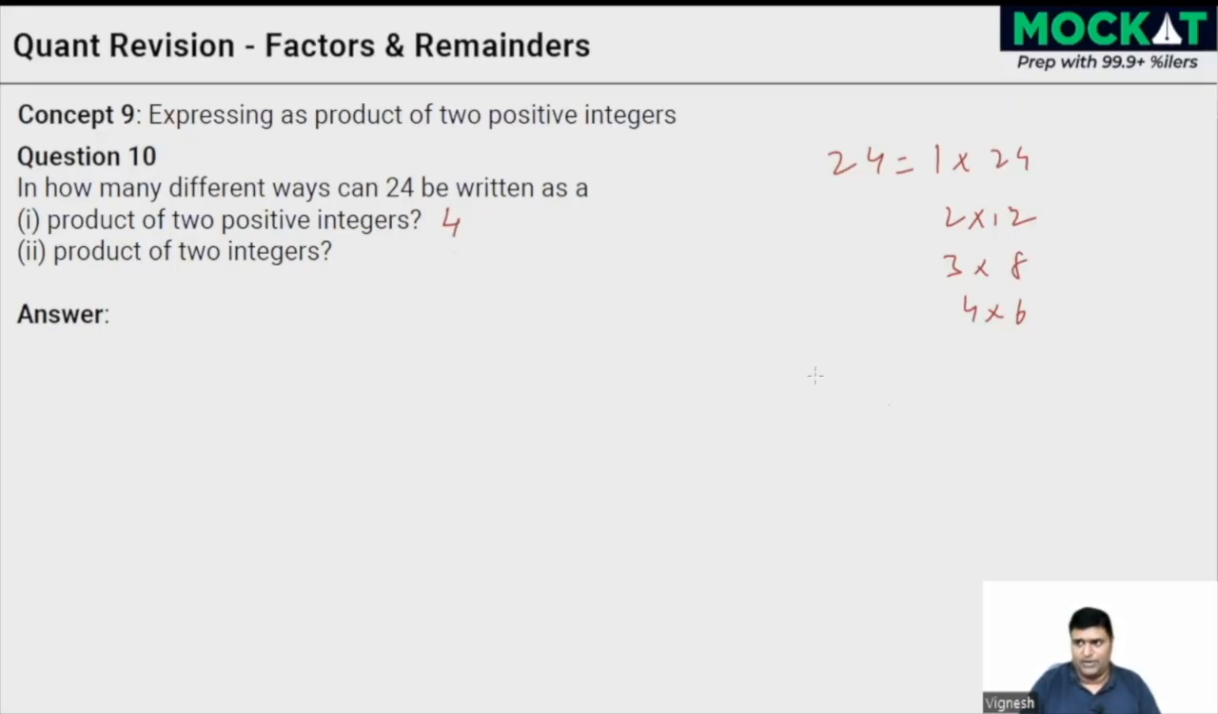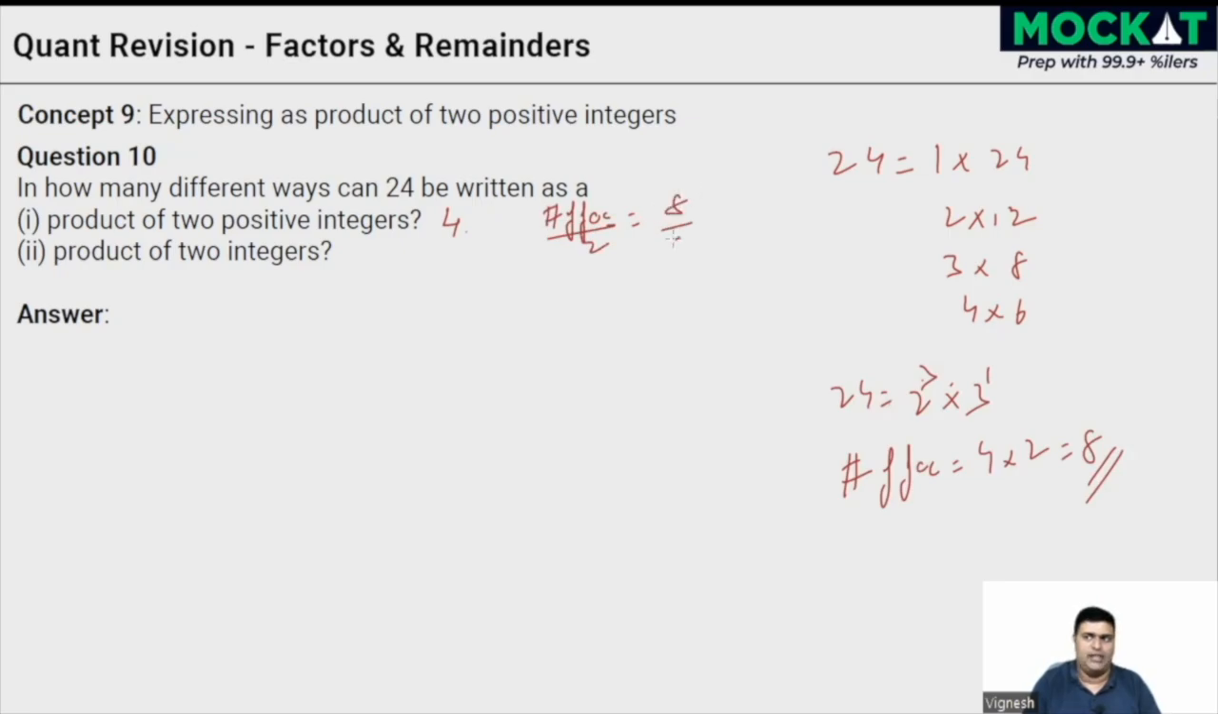But if you want to build a formula around it, 24 is nothing but 2 cubed into 3. Number of factors equals power plus 1 into power plus 1, which comes to 8. The number of ways in which you can write it as a product of two positive integers is nothing but number of factors divided by 2, which is 8 by 2, which is 4. 24 is written as 1 into 24, smallest into largest, second smallest, second largest, and so on. If you have 8 factors, you can write it in 4 ways. That's it. That's for the product of two positive integers.